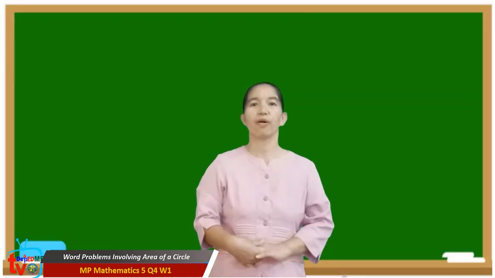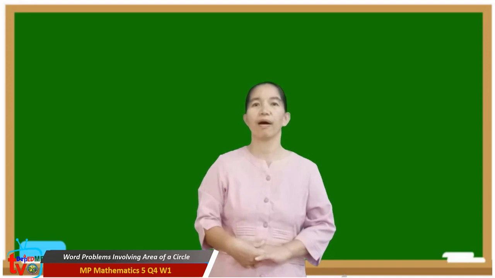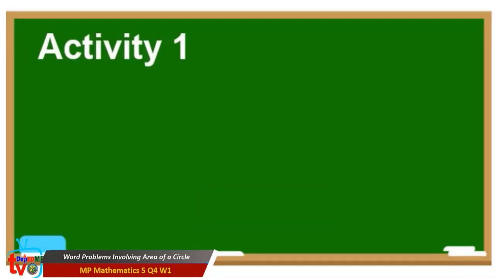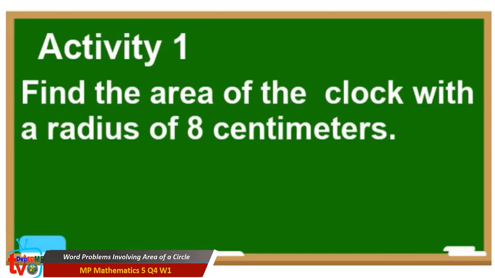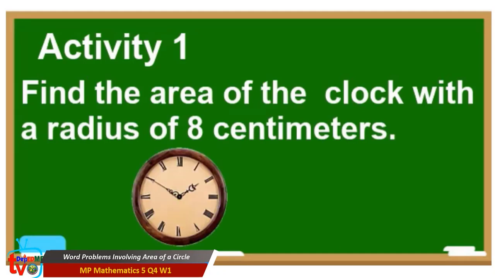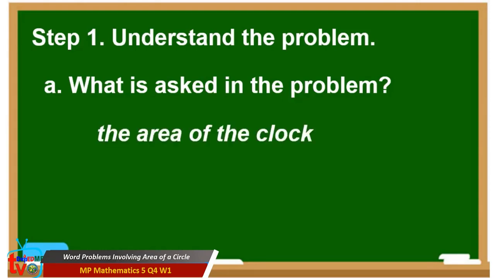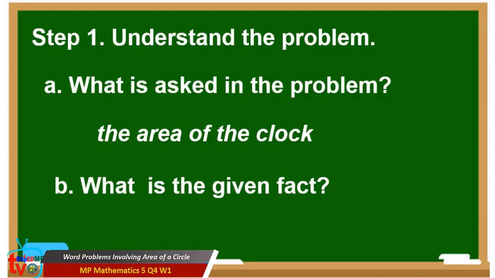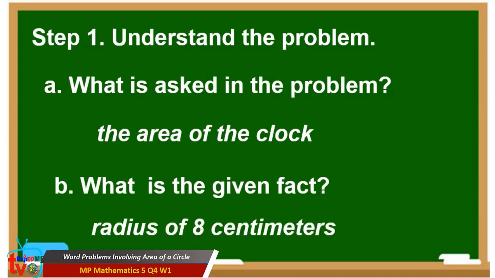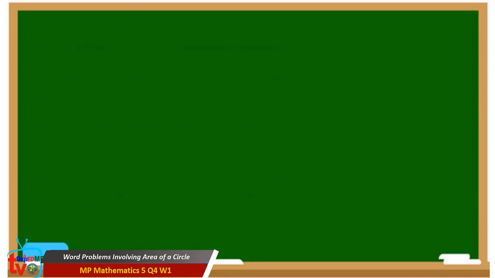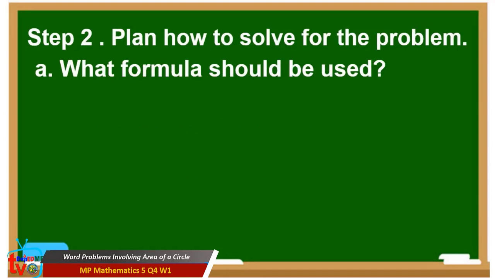To understand more our lesson, let us go to Activity 1. Activity 1. Find the area of the clock with a radius of 8 centimeters. What is asked in the problem? The area of the clock. What is the given fact? Radius of 8 centimeters.